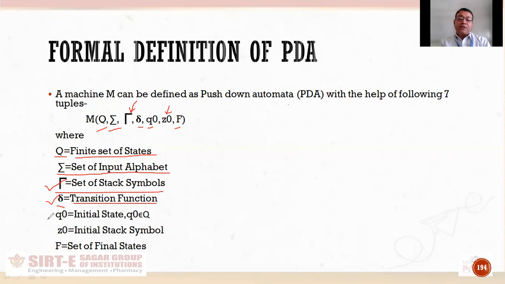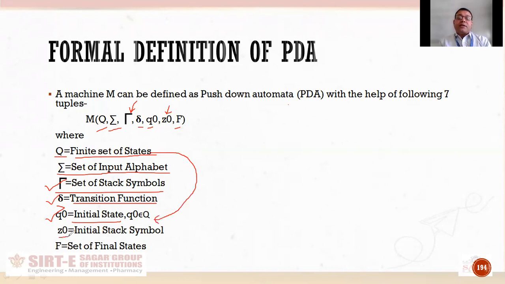Q naught की बात करें, Q0 is the initial state. That means whenever the machine is initialized or started, what state our machine's control will be in. So Q0 is that initial state, and it is one of the states from Q. Q से एक state को हम designate करते हैं initial state, ठीक है?